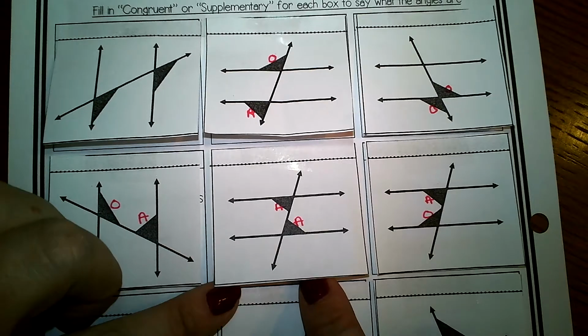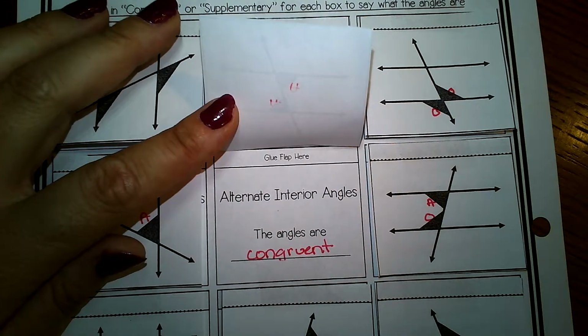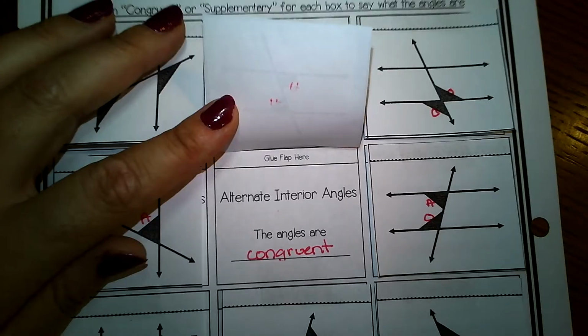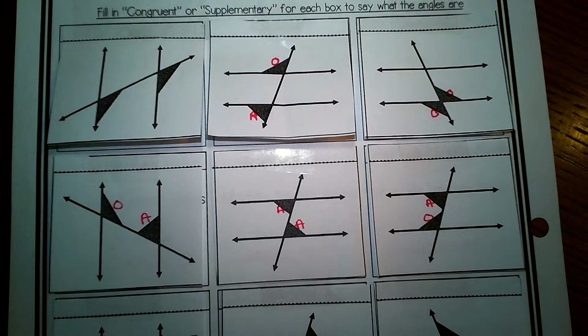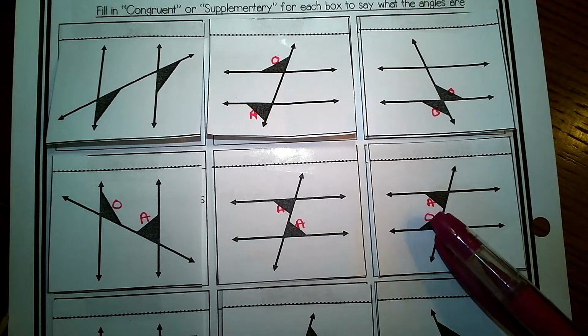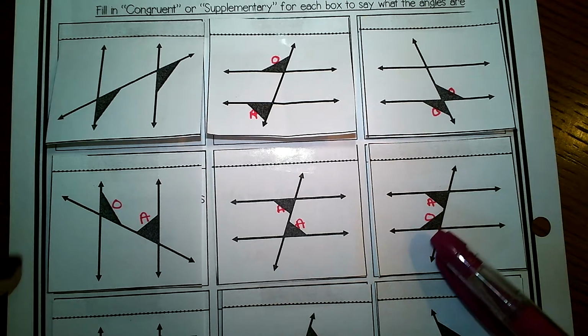Let's compare that to alternate interior angles in the middle here. Both of these alternate interior angles are acute. An acute angle is any angle smaller than 90 degrees, and both of these are the same size, so both of these angles are congruent to each other.